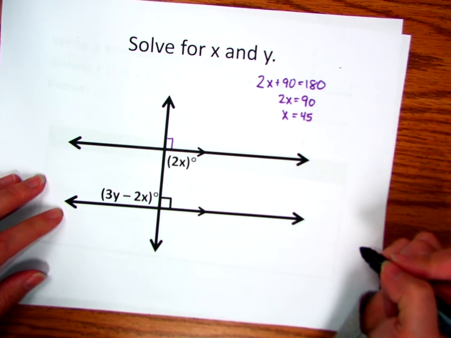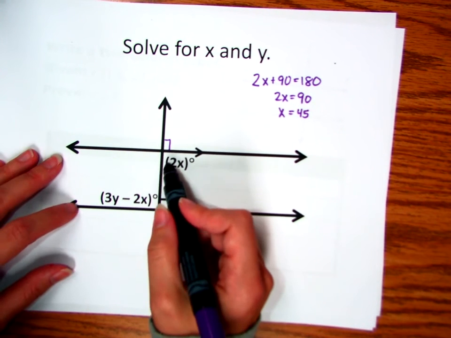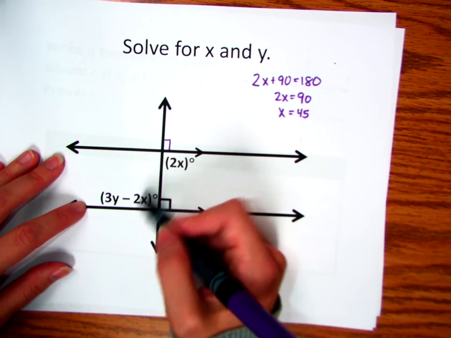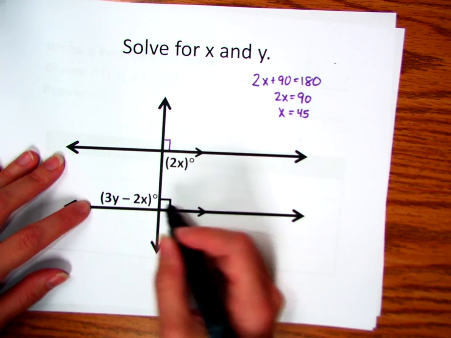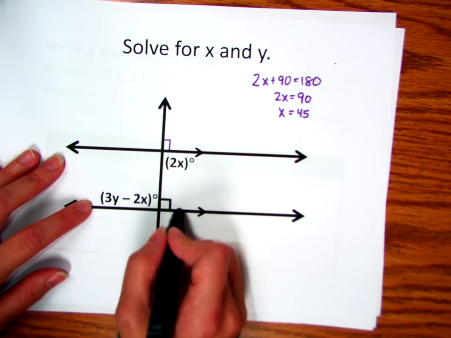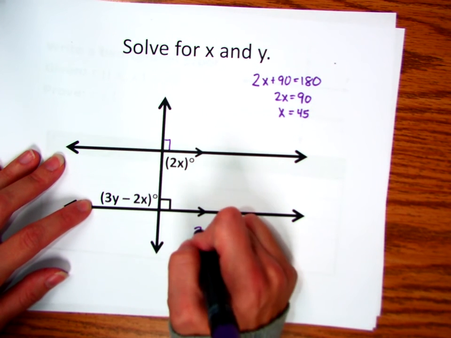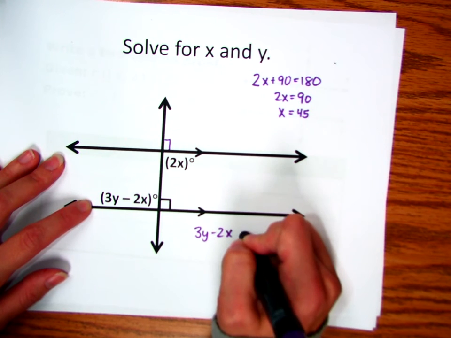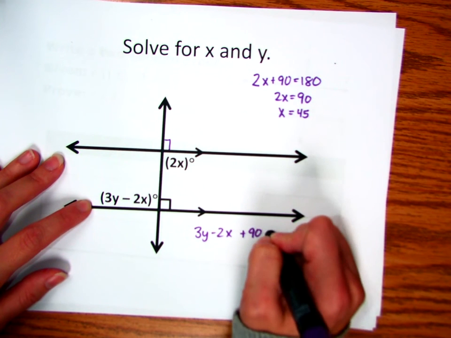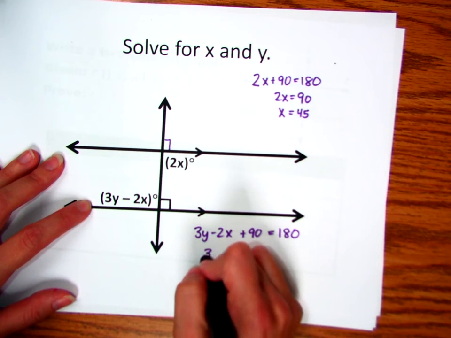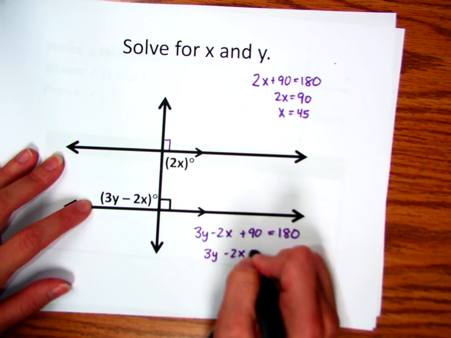Then you're going to repeat the same process, but this time we're going to look. If these two lines are parallel, then these two angles have to be equal to each other. Or you can also say, I know that these two right here are going to add up to be 180. We'll just go with that. So 3y minus 2x plus the 90-degree angle should equal a straight line, 180 degrees. Subtract 90 from both sides. We get 3y minus 2x equals 90.